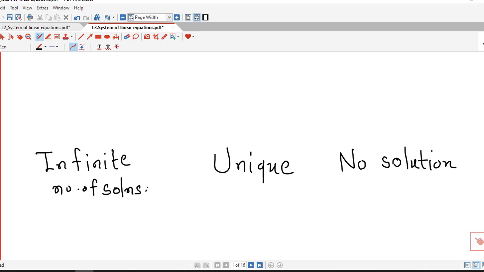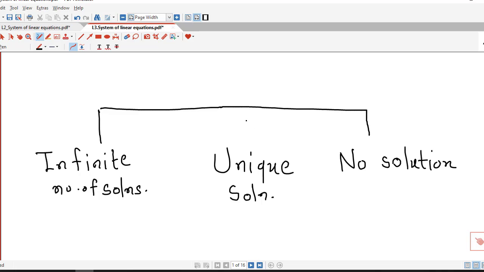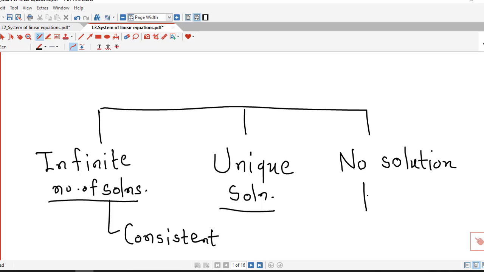So for any system of linear equations, these are the only three possibilities: either system has unique solution, no solution, or infinite number of solutions. If system has solution, that system is known as consistent, and if system has no solution, it is known as inconsistent system.